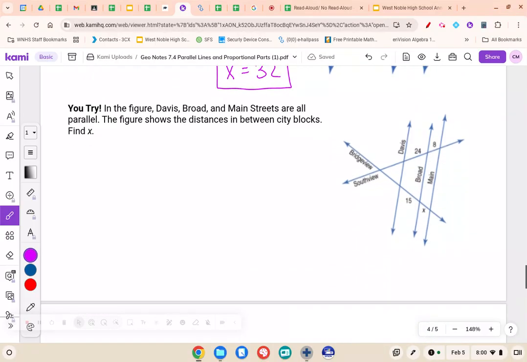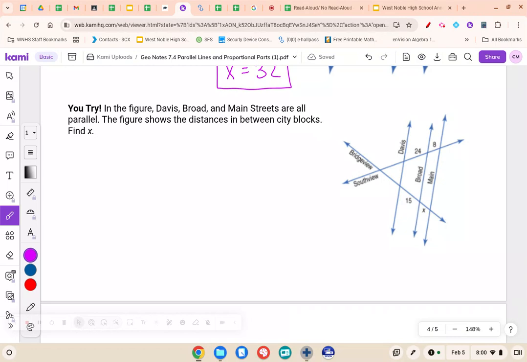All right, you guys try the you try. Very similar. Set up your proportion, cross multiply to solve. All right, hopefully you paused. In the figure, Davis, Broad, and Main streets are all parallel. The figure shows the distance in between city blocks.